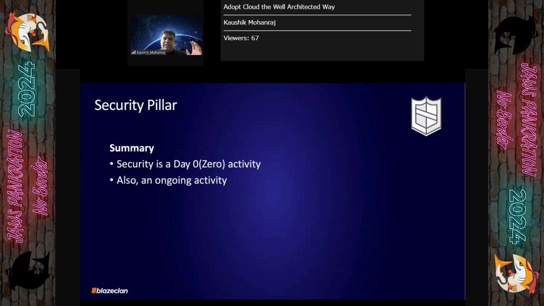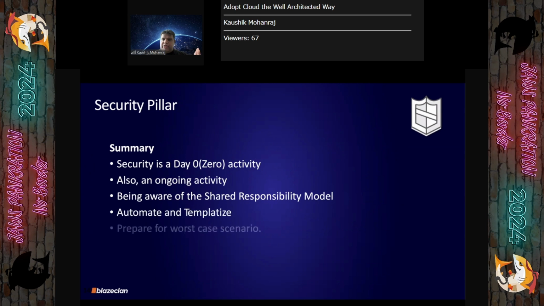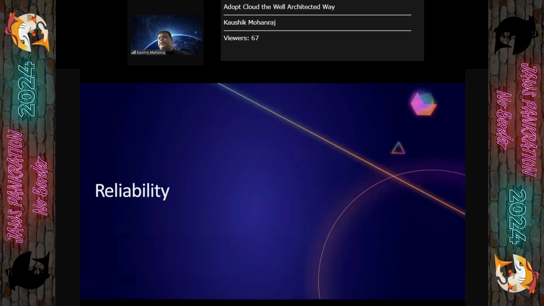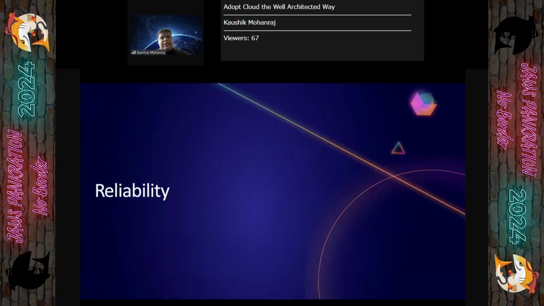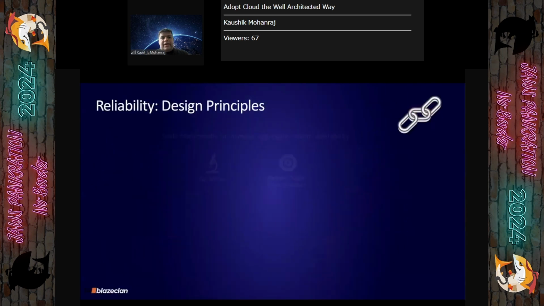So in summary, security is a day zero activity. It's also an ongoing activity, so you have to continue to audit and monitor, be aware of the shared responsibility model, templatize and automate, and prepare for the worst case scenario. Hope that clarifies. Sorry, I'm just going a little bit fast so that we can cover all the 6 pillars, and hope you're with me and I'm not too fast for you, right?